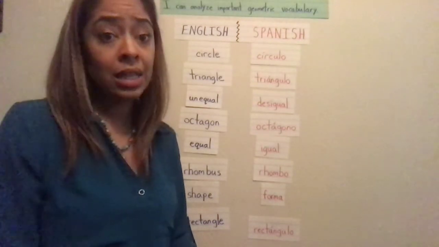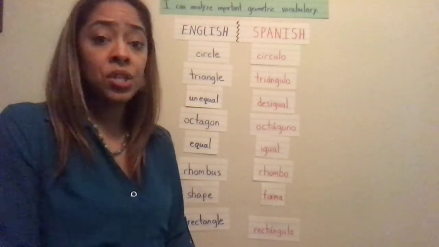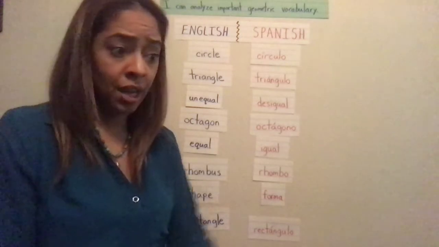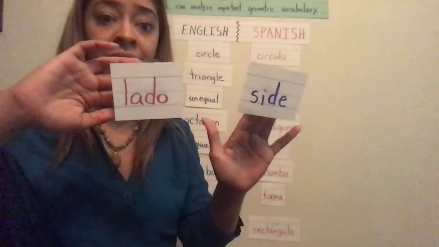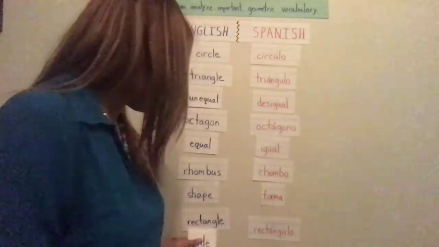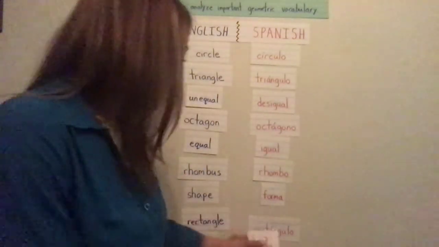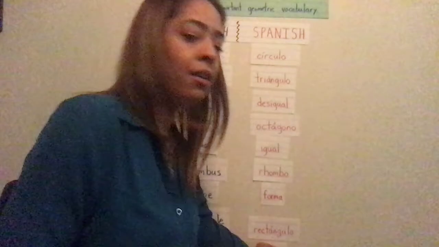Okay, well, I think you guys have come up with a lot of great words. One other one that I think is really important, especially when we're talking about the attribute of shapes, is side. In Spanish, side is lado. You got it. So that'll be our last word for our anchor chart for now.